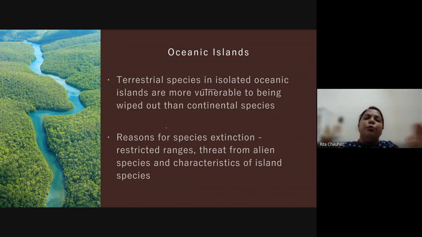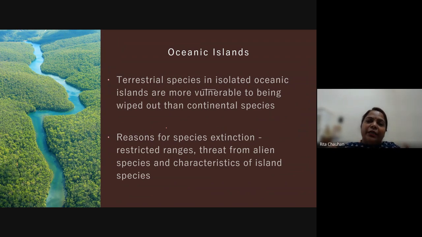One example is oceanic islands. I think you must have seen small islands in the oceans, and due to change in the water level, many times those islands are getting submerged under the water. Because of that, so many island species are now being lost, because these islands have very distinct kinds of species which you cannot get anywhere else. So it will result in the wipe out of all the island species.